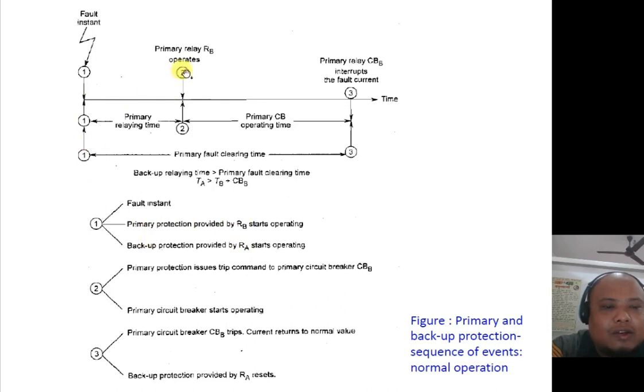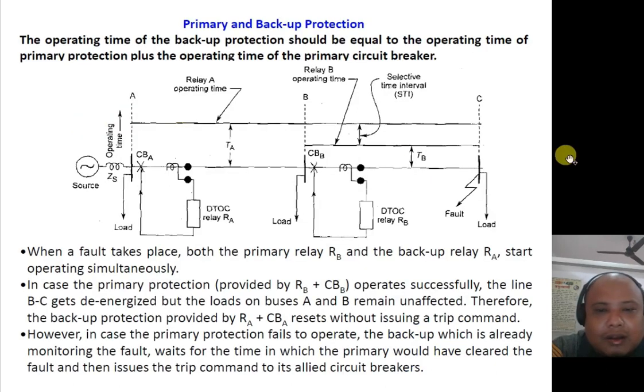At instant 2, the primary relaying time is complete. What is the primary relay? RB is the primary relay, CBB is the primary circuit breaker for this line section, RA is the backup relay, CBA is the backup circuit breaker.